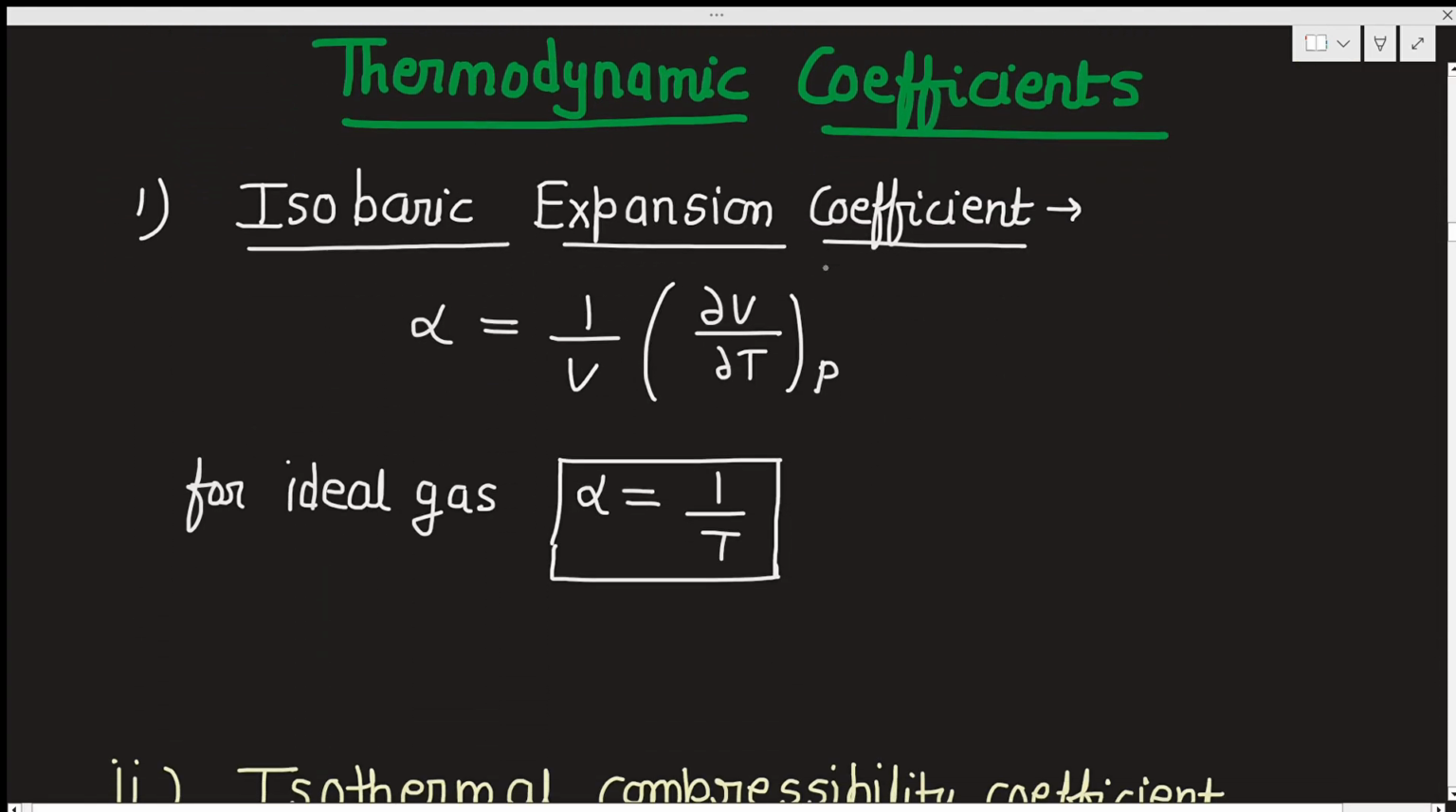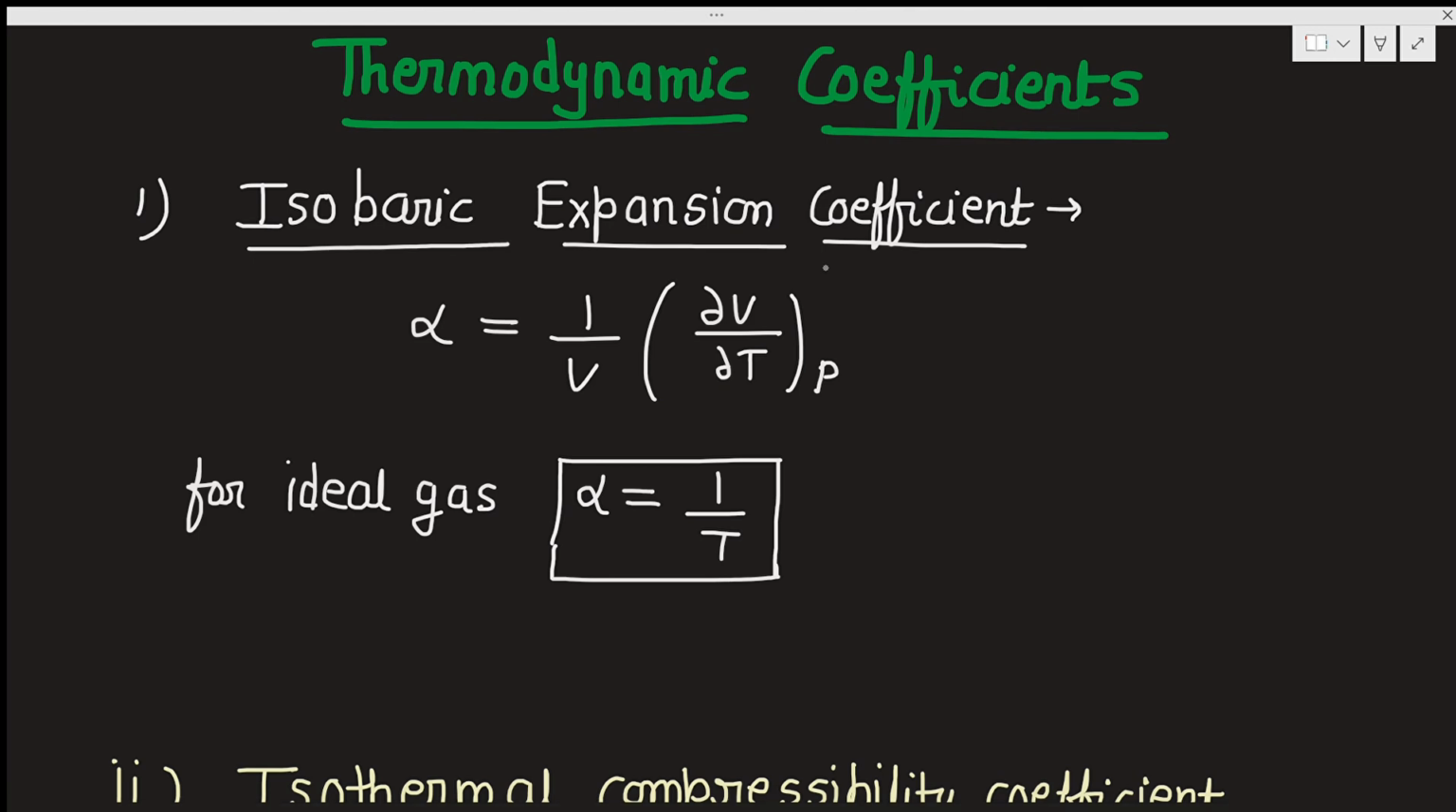The next thing is the thermodynamic coefficients. There are three thermodynamic coefficients, alpha, beta and gamma. First one is the isobaric expansion coefficient. It means the change of the volume with temperature at constant pressure. Alpha is given by 1 upon V del V upon del T at constant pressure. For an ideal gas, you can derive it directly. Put the value from PV is equal to nRT, and you will find the value alpha is equal to 1 upon T.